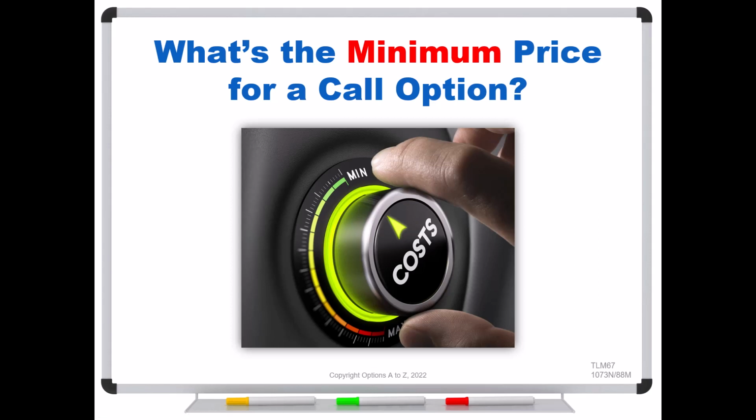Well, in a recent video, I got a request from one of our traders asking what is the maximum price for a call option. So I did that video, we talked about it, and I also mentioned in that video there is also a minimum price for a call, and I said I would talk about that in a separate video. So here we are. So let's go take a look. What is the minimum price for a call option, and why does it matter? So let's go find out.